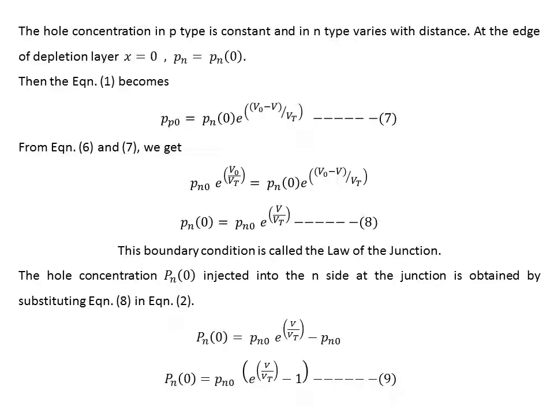The hole concentration Pn(0) injected into the N side at the junction is obtained by substituting equation 8 in equation 2. Then we get equation 9: Pn(0) = Pn0 · (e^(V/Vt) − 1).